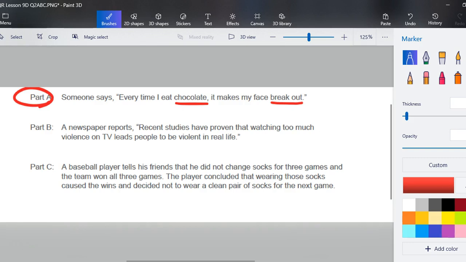Looking at the next one, part B. A newspaper reports recent studies have proven that watching too much violence on TV is going to lead people to be violent in real life. Write down if you think yes or no or maybe. And also try to think of some things that might be additional variables that would impact this study.